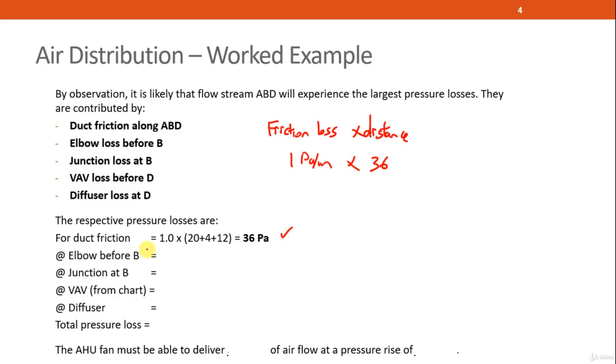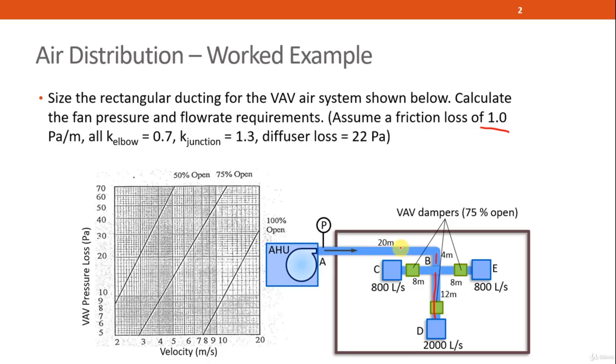As for the next two, we are going to use the general formula half K rho V square. The K value is given in the question, and for velocity, we will have to take note of the correct velocity to use. The K value for the elbow is 0.7 and the K value for the junction is 1.3. So let's say you are able to get these two values from the manufacturer.